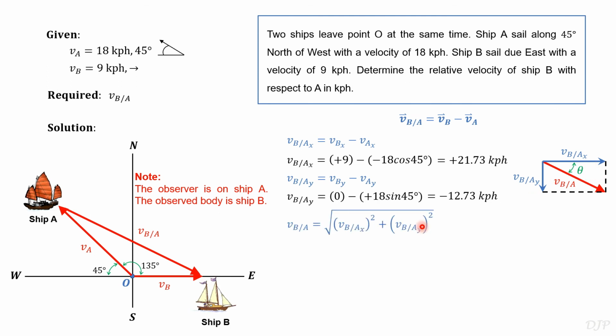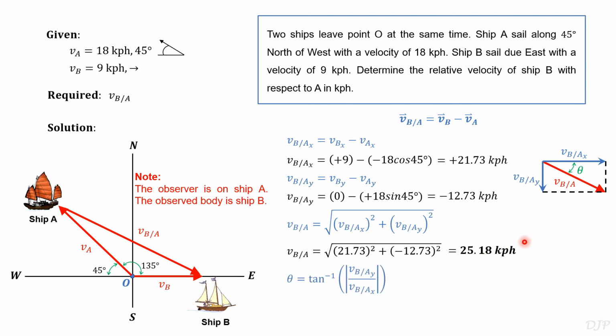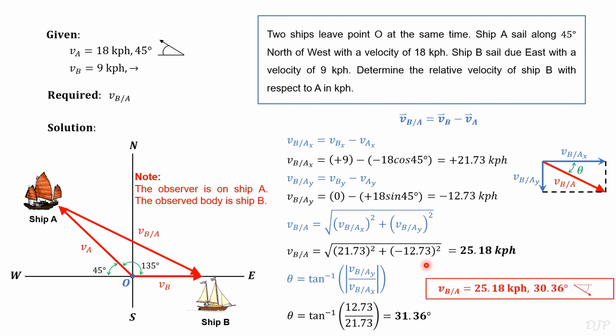So for the magnitude, we will just apply the Pythagorean theorem and substitute the values of the components, and this will give us a magnitude of 25.18 kph. While for the angle of inclination, we will just apply trigonometry and take note that we will consider only the absolute values of the components. So this will give us theta equal to 31.36 degrees. With this value of magnitude and angle of inclination, we can now express our final answer equal to this magnitude and with this direction.